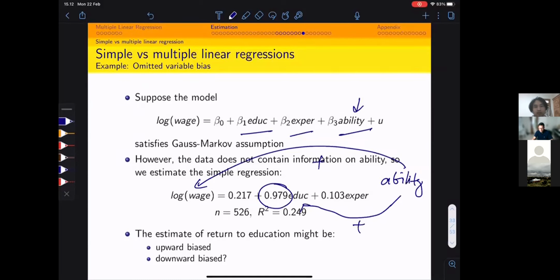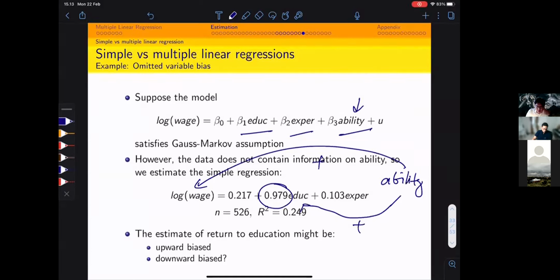So please let me know if you have any question before I go back to Stata, and then I'm going to provide you with an example of omitted variable bias. Go ahead. Any thoughts, any issue? Okay. Sir? Yes, go ahead.